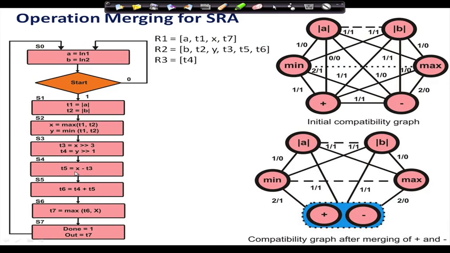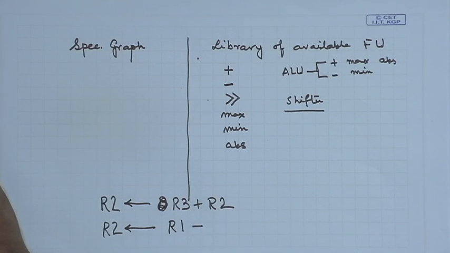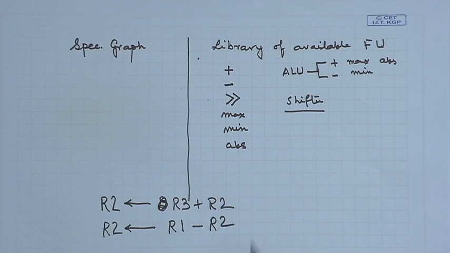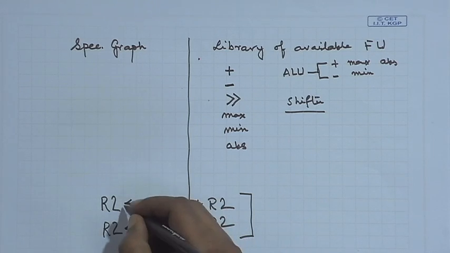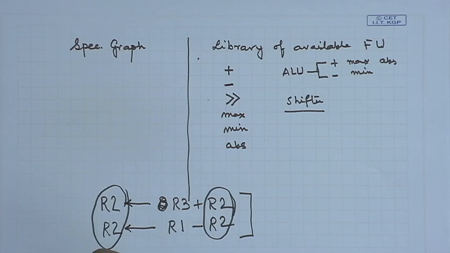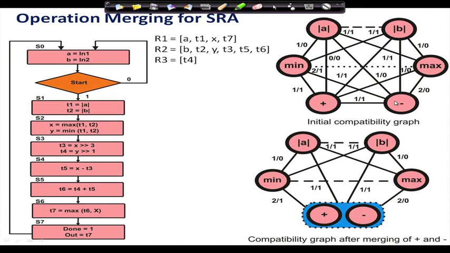Where is minus here? Minus is T5, T5 is R2, and what is being subtracted? X, which is R1, minus T3. Where is T3? R2. Now, looking here, we can see that one destination is shared, one source is shared, right. Therefore, it is 1 1. In that way, we can make this graph clear.